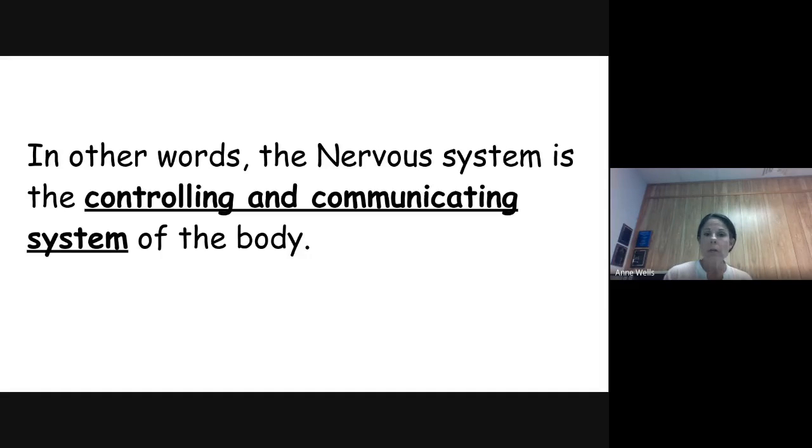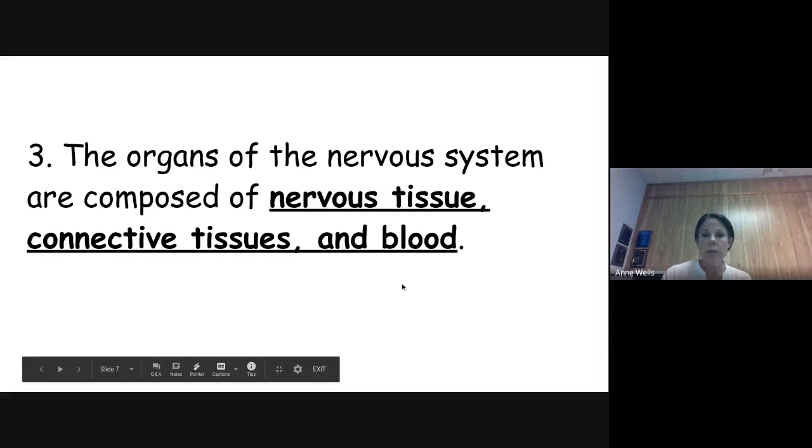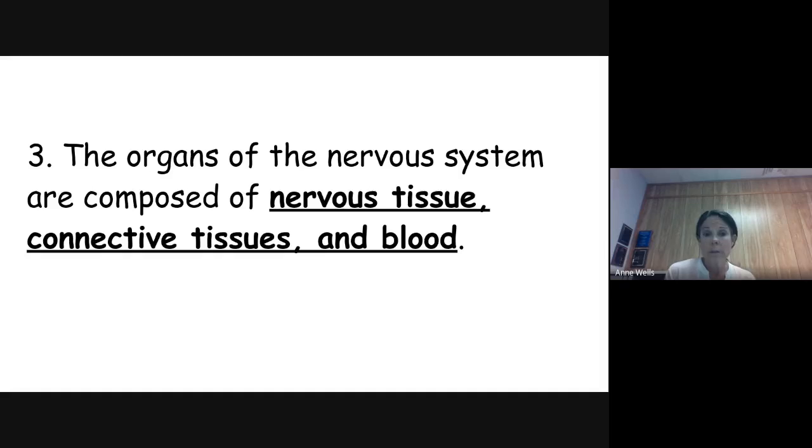So it controls, works together, communicates, to get all the jobs done that need to get done. So note number 3, the organs of the nervous system are composed of nervous tissue, connective tissues, and blood. Think back to our tissue chapter. You should still have all of your notes. I hope that you kept them. So you have our tissue chapter where we studied all the different types of tissues. So in the nervous system, you have nervous tissue, obviously, but you also have connective tissue, including also blood as a type of that tissue.